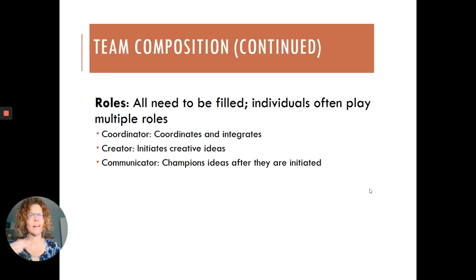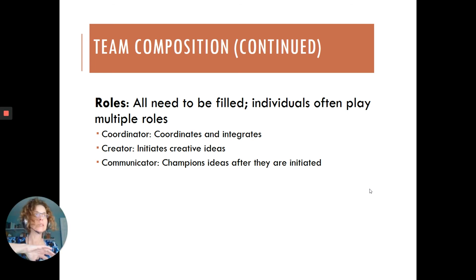These are three that I think are especially important. The coordinator, the person who sort of pulls it all together, at least one person in that role. And again, notice more than one person could play this role. It isn't the case that only one person can play each role. Multiple people can play each role working together. Someone who initiates creative ideas, so important. And then finally, a communicator, someone who can champion ideas after they're initiated, someone who can explain those ideas to other people, someone who can listen well and hear what people are saying.